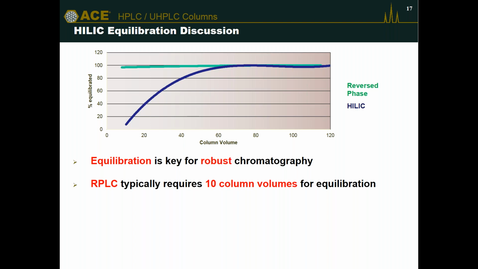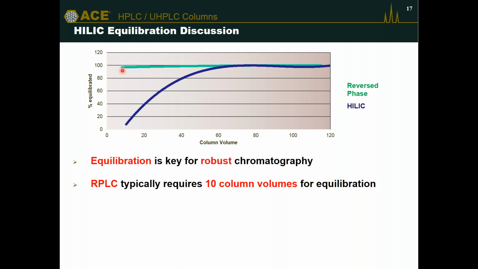Now, in reverse phase chromatography, we all know from our experience and from various books that around about 10 column volumes are required to equilibrate a separating system. Typically after gradient analysis is what most people do, around 10 column volumes. And you can see on this graph, I've got on the y-axis percentage equilibrated. This is just a K value. And on the x-axis, I've got column volume. And we can see the green line for reverse phase chromatography. We can see that pretty much after 10 column volumes, the retention time is quite stable.